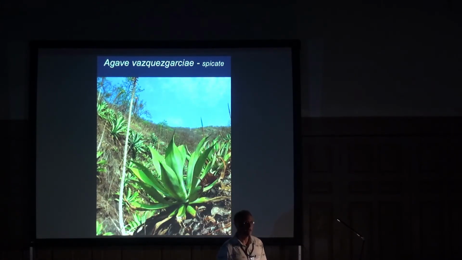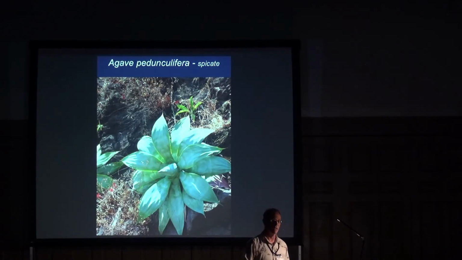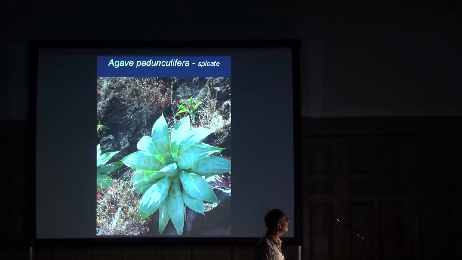Then we have a spicate type, Agave vasquezgarciae, and it has broader leaves than something like Agave striata. So we can see the broad leaves here, but it's a spicate type. You can see the spicate inflorescences back there. So it's not always the case that broad leaves and paniculate inflorescences go together. Agave pedunculifera also has a spicate inflorescence and very broad leaves. I mean, we can see those nice big broad leaves on this plant here.